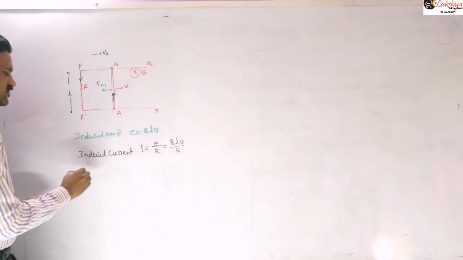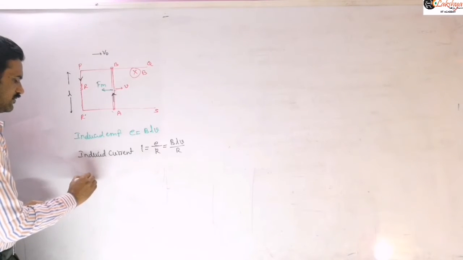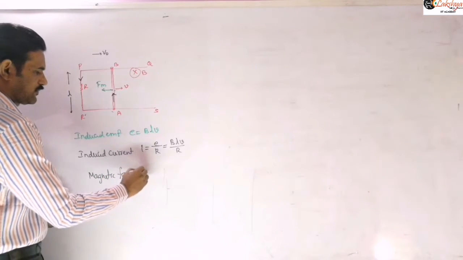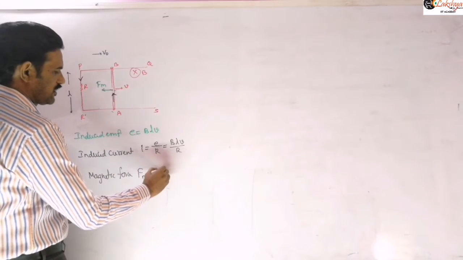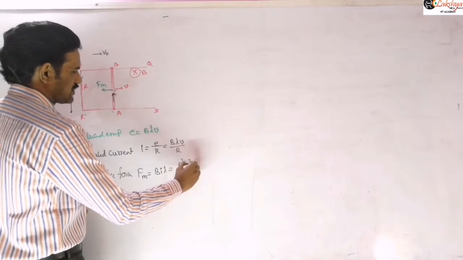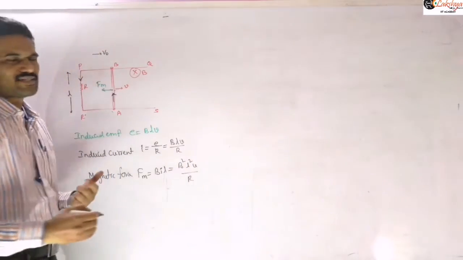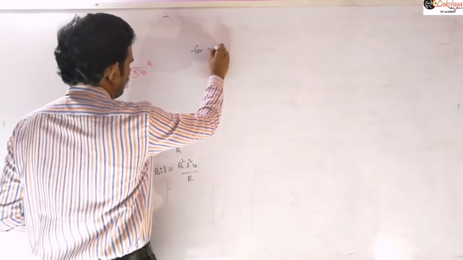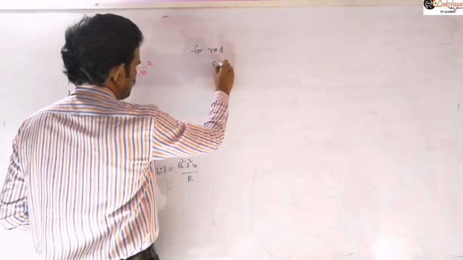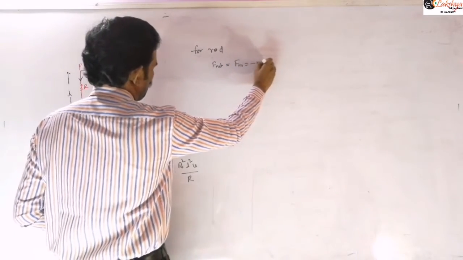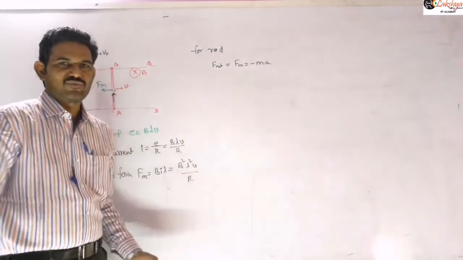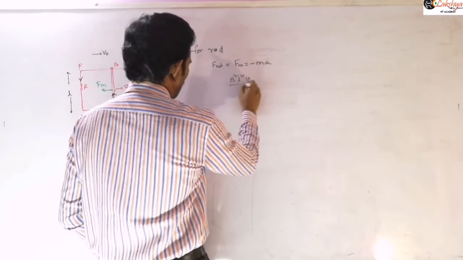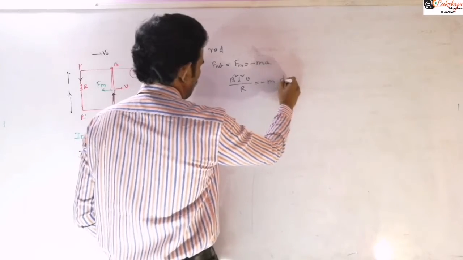And now the magnetic force on the rod. So F magnetic is equal to BIL, so B square L square V by R. Now let us write the force equation for the rod. The net force is equal to only the magnetic force, which is equal to minus MA, because it is the retarding force. So B square L square V by R is equal to minus M into dV by dt.